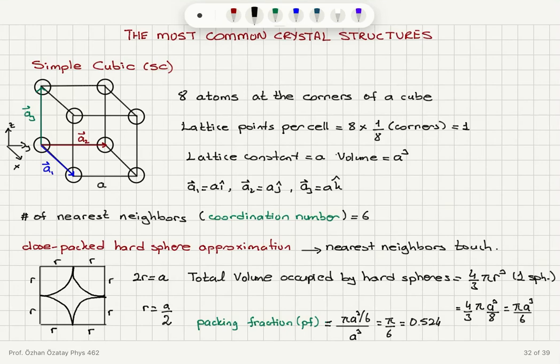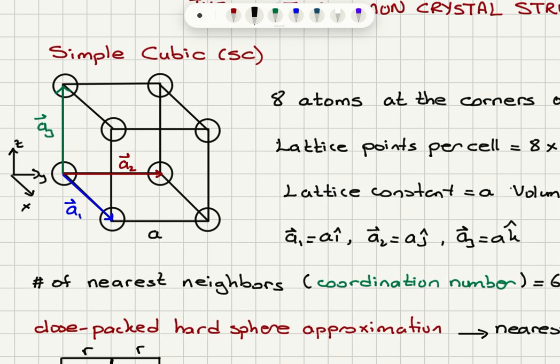Now we're going to talk about the most important, most common crystal structures that we see. We start with the simplest case, that's simple cubic structure. As you can see, we have a cube. One side length is a, so that's our lattice constant.